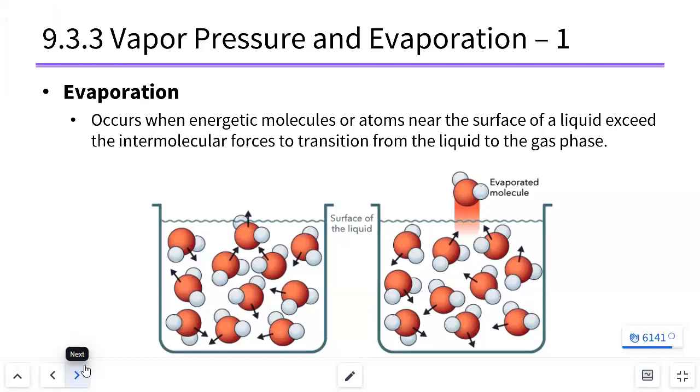Okay, next big idea, vapor pressure and evaporation. Now, these two concepts, vapor pressure and evaporation, are very similar to each other. Really, the only difference between vapor pressure and evaporation is whether we are dealing with an open container or a closed container. In an open container, we call it evaporation. Basically, what happens is that the kinetic energy of the molecules itself becomes large enough that some of those molecules are able to break free from the intermolecular forces and vaporize, go up into the gas phase.